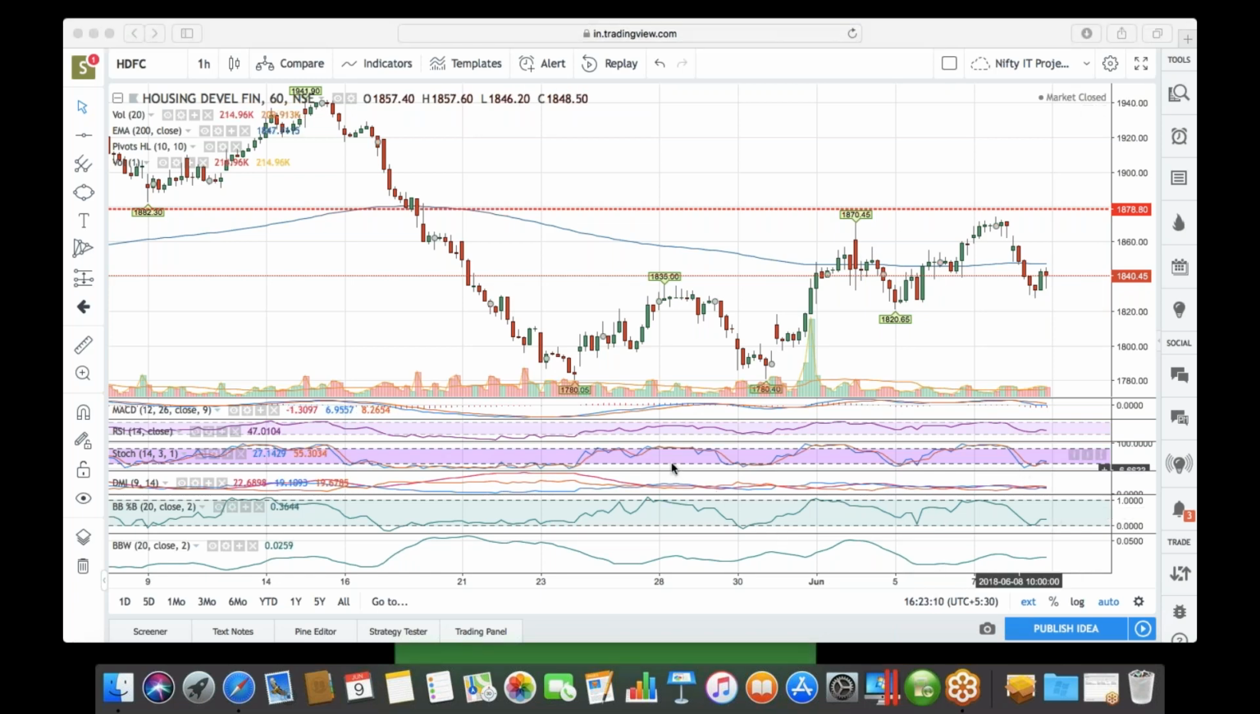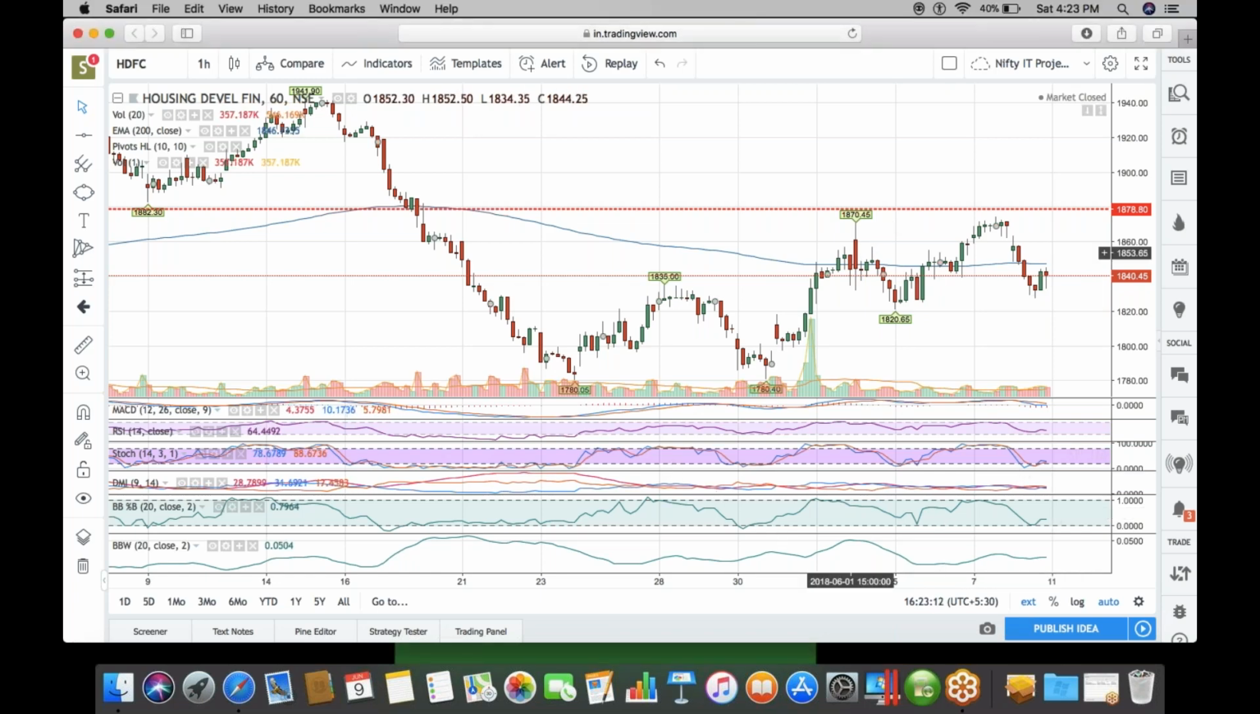What is the time? 4th of June. The prices are actually sideways, and volume has also diminished. So whenever you are trading, please, my friends, definitely have a look at these things: the price and volume relationship. Price is sideways, volume is diminishing.